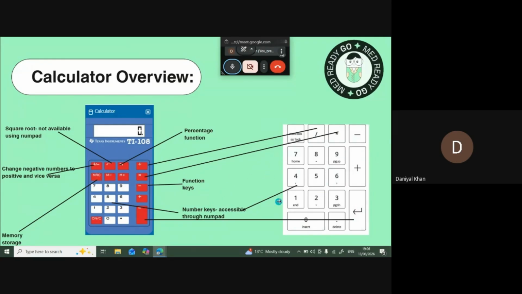Then you have your number keys. And then you have the percentage function as well, which I also think I didn't really use, and you probably wouldn't use it either if you're using multipliers, for example, or division.